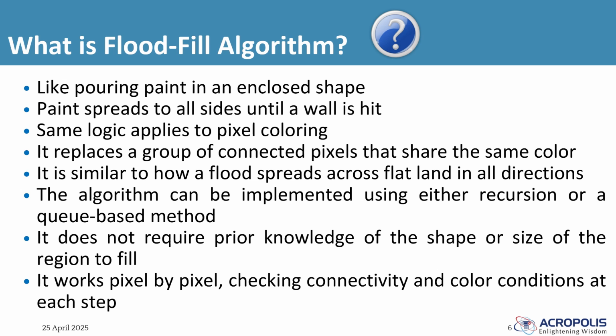The flood fill algorithm works just like pouring paint into a closed shape. The paint spreads in all directions until it hits a boundary. It fills connected pixels that share the same color, starting from a seed point. This spreading can be done either using recursion or with a queue. One of the great things is that you don't need to know the shape or size of the region beforehand. It processes each pixel by checking if it meets the conditions, then continues the fill from there.